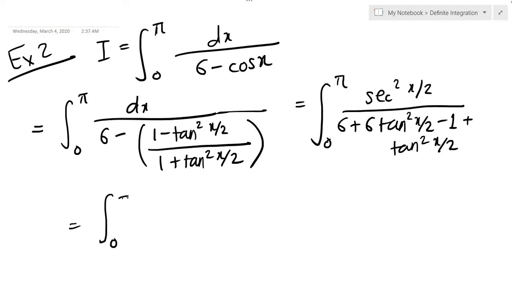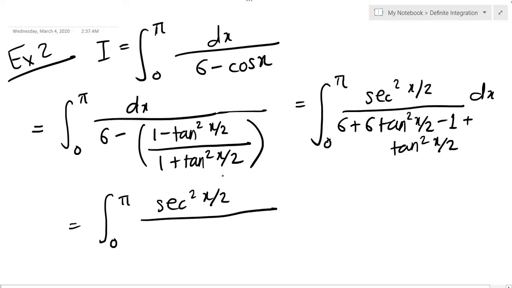Now I would want to clean this up a bit. Integral from 0 to pi, I forgot the dx, sorry. The secant squared x by 2 all over 6 minus 1 is 5, but let's put the tan squared x by 2 terms first. So 6 plus 1 is 7 tan squared x by 2, and you have a 5, and I won't forget the dx this time.